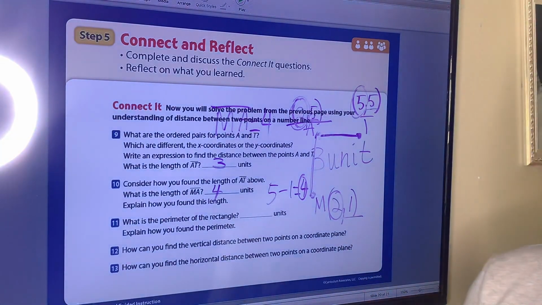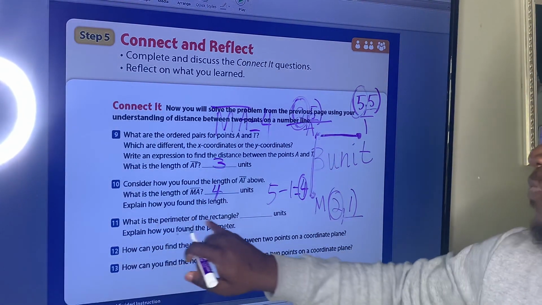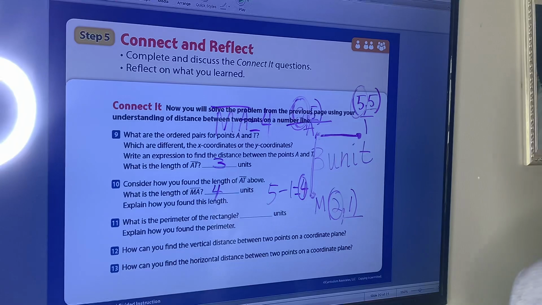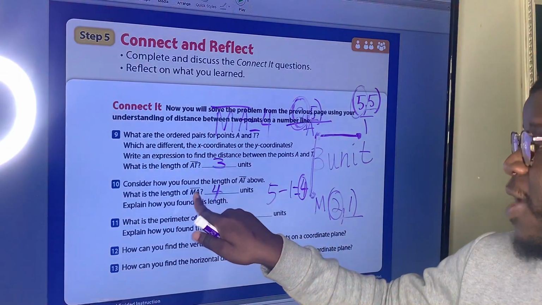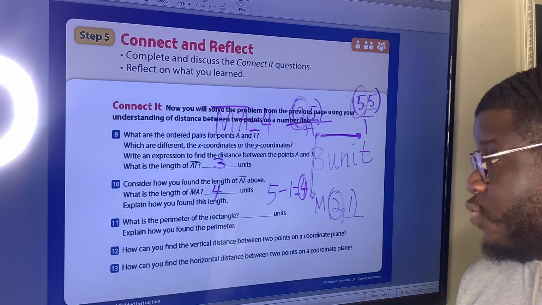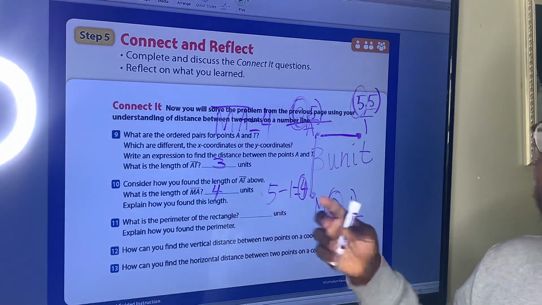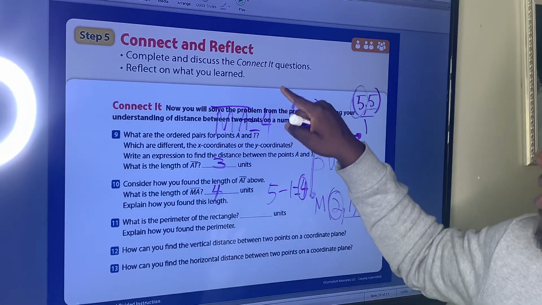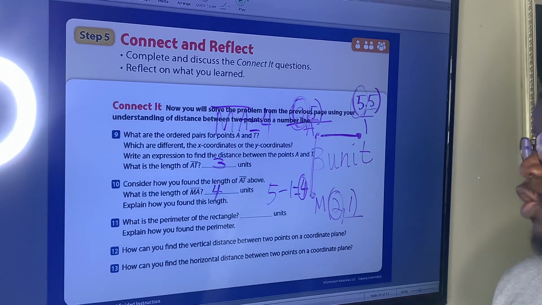Now that you're back in the video, let's look at this question. This question is asking us, what is the perimeter of the rectangle? Well, the perimeter of this rectangle is very easy. After you find the length for MA and the length for AT, you're going to find the length for MH, as I asked you in the video, as well as the length for TH. Once you find the length for those, you're just going to add them up.